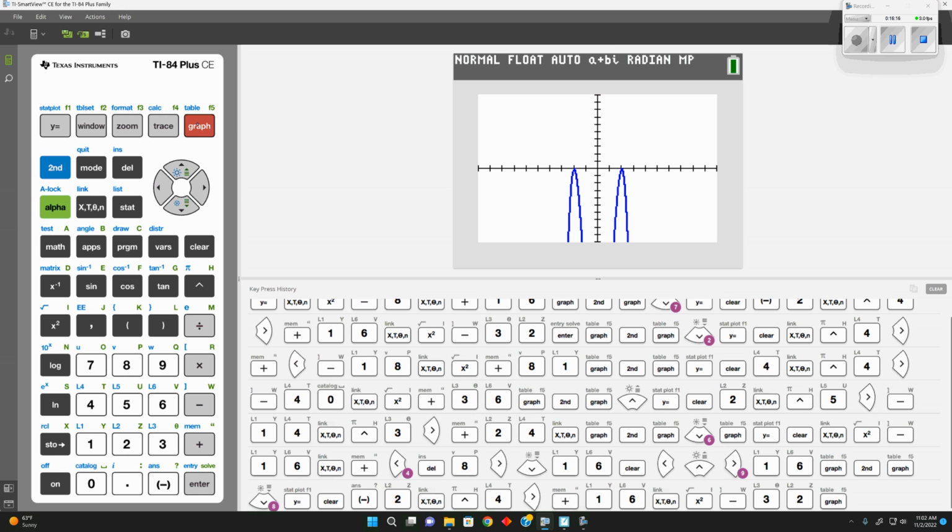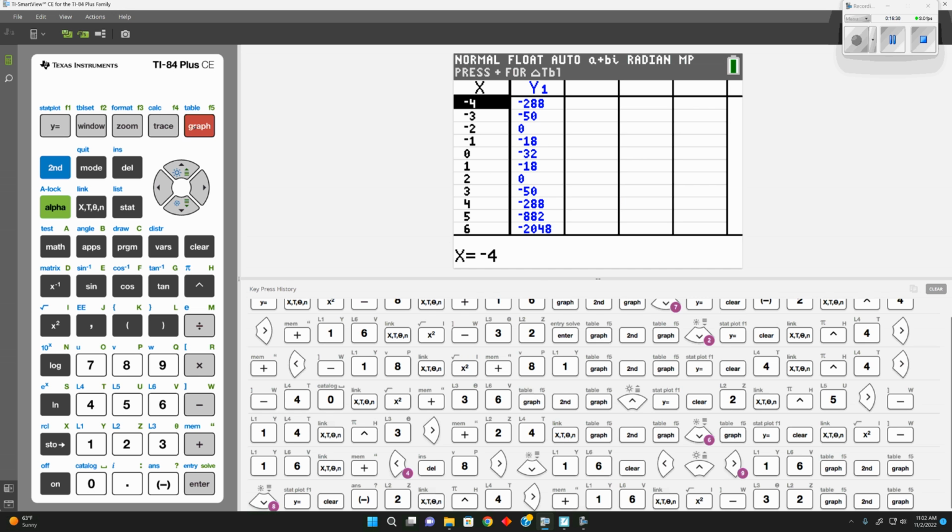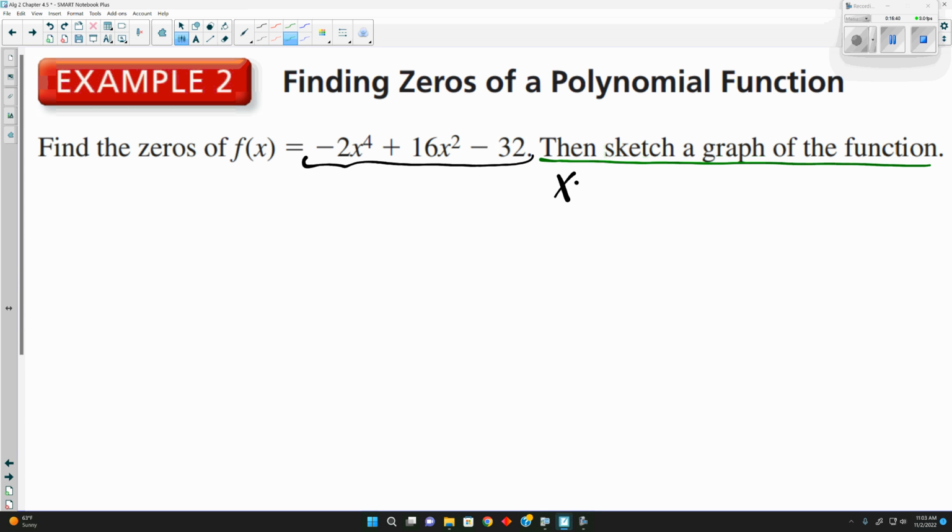We're trying to see where it crosses the x-axis. What value of x makes the y value 0? We don't care too much about what the y value is when x is 0, unless it's also 0. But if we go second table, where are the two spots where the y value is 0? Negative 2 and 2, yes? Now at negative 2 and 2, did it cross the x-axis?